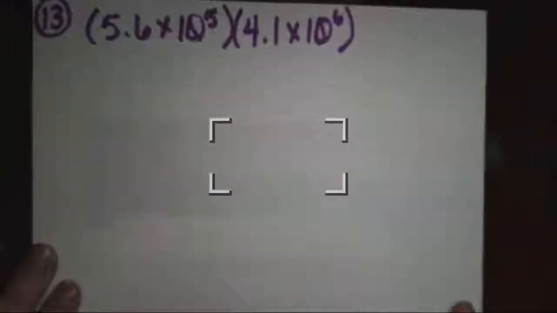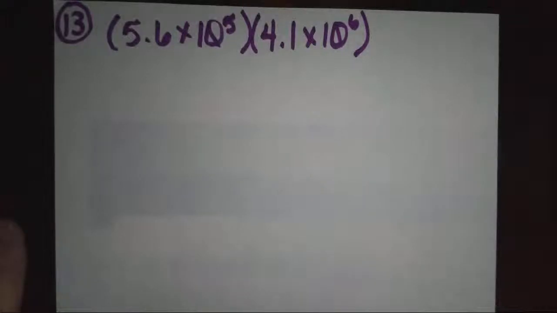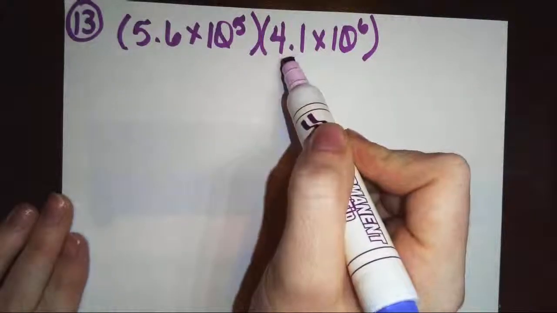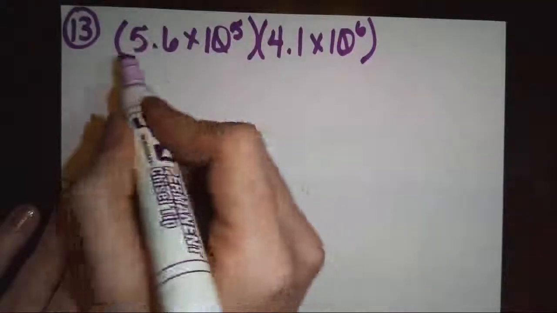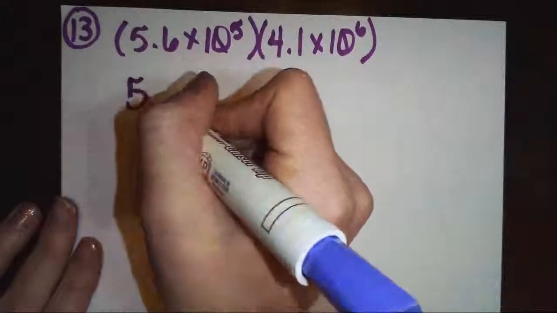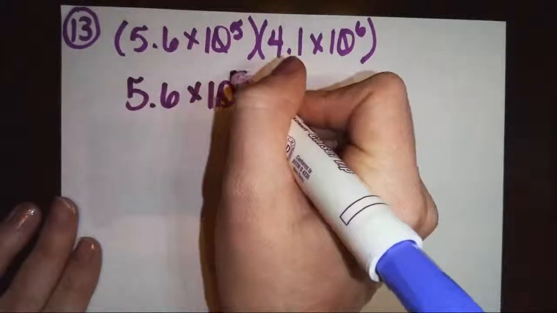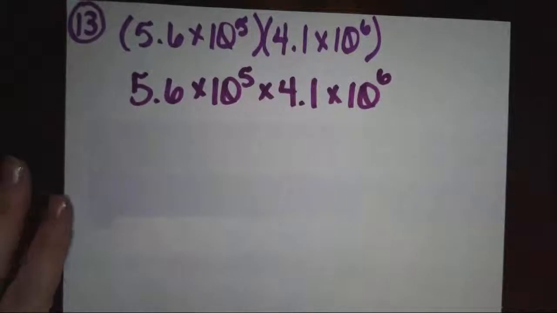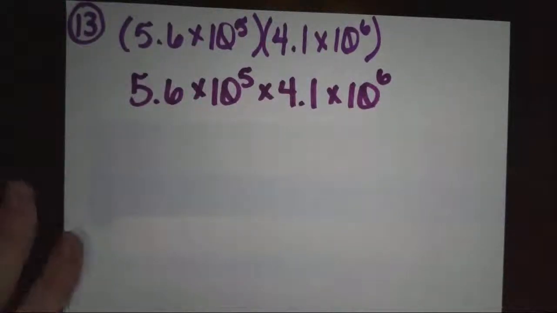Now let's look at number 13 in your study guide. Here we are multiplying two scientific notation numbers. And scientific notation works just like all other multiplication problems, meaning the commutative property still applies and the laws of exponents still apply. So here I've got 5.6 times 10 to the fifth times 4.1 times 10 to the sixth. Those parentheses aren't really doing anything. I could say that would be the same as 5.6 times 10 to the fifth times 4.1 times 10 to the sixth. And then I can use my commutative property to make this a little more clear about how we're going to go about it.